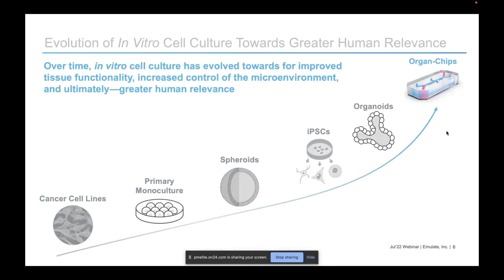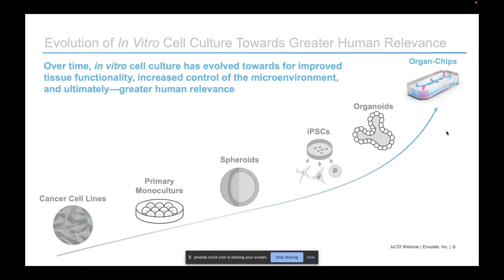Initially, cell culture started off with the propagation of mammalian cancer cell lines. These were easy to grow in the lab. They were mammalian, so they had the relevance that researchers were looking for, and they were good to look at genes and really probing individual pathways and looking at it within a cellular context.